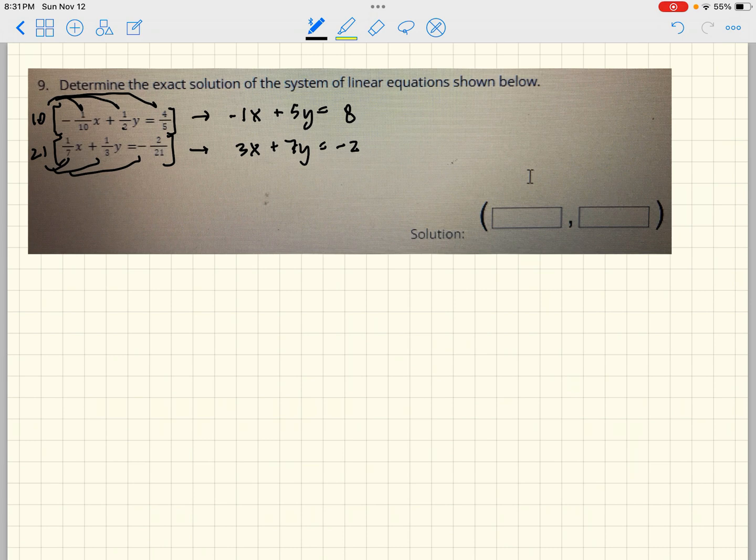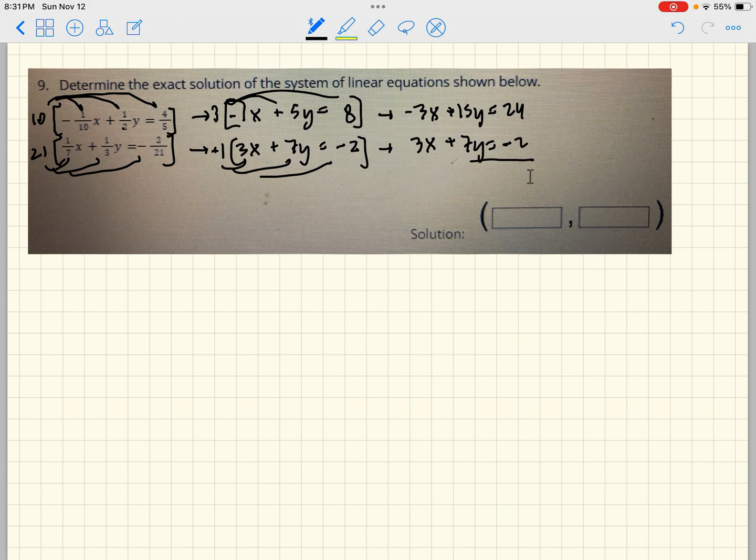And so here what we want to do is eliminate these. So typically what we do is we multiply by the bottom one up here, so I'll multiply this by 3, and then I'll multiply by the opposite of the top, which is positive 1. Okay, so if I multiply that top equation by 3, that'll make negative 3x. 3 times 5 is positive 15y, and 3 times 8 is positive 24. Now on the bottom, if I multiply all those by a positive 1, that'll make a positive 3x, a positive 7y, and a negative 2.